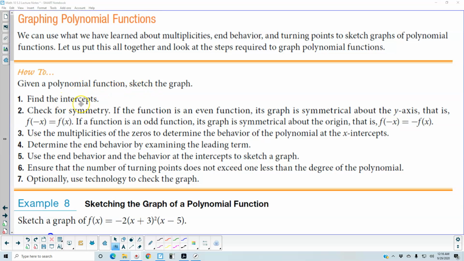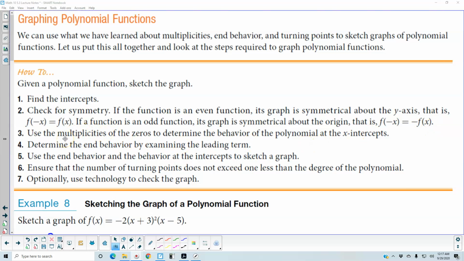Number 1, you want to find the intercepts. Number 2, check for symmetry. If the function is an even function, its graph is symmetrical about the y-axis. That is, f of negative x is equal to f of x. If a function is an odd function, its graph is symmetrical about the origin. That is, f of negative x is equal to negative f of x.